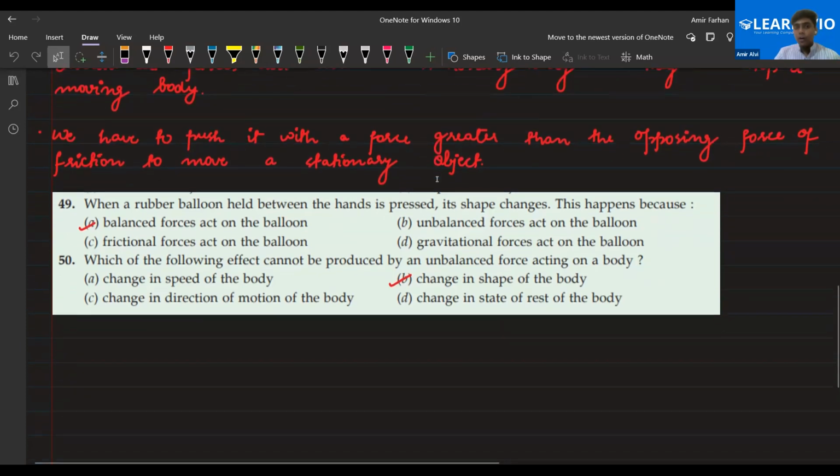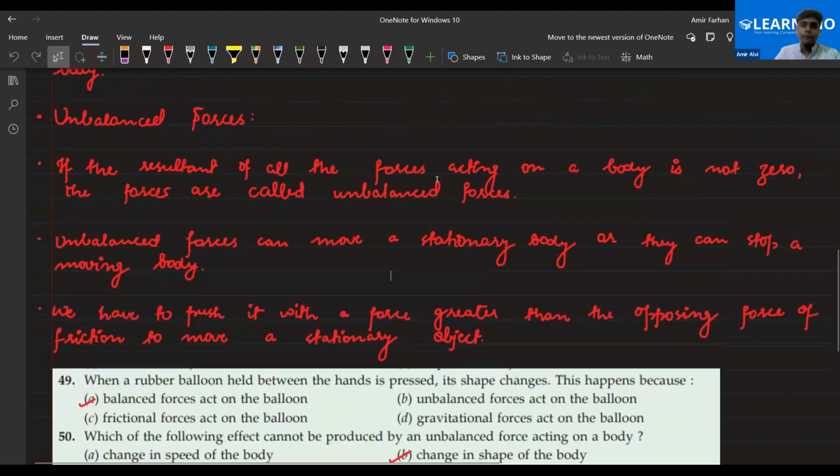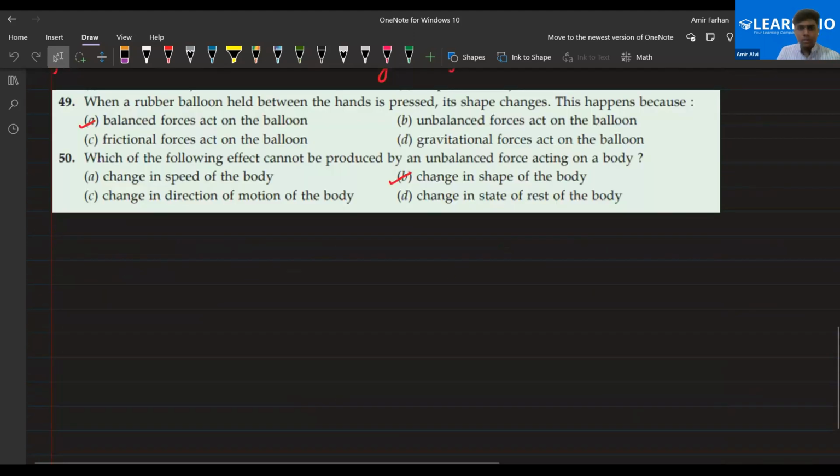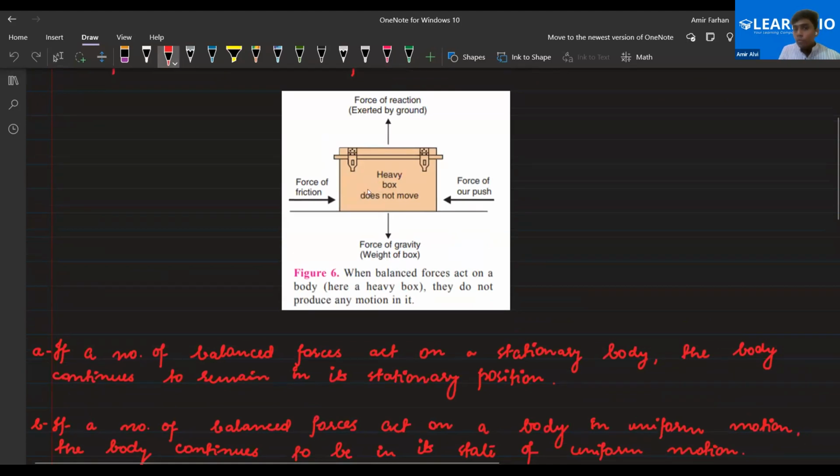Next thing is that if we want to push a body that is resting on the floor, we need to apply a force of push greater than the magnitude of the frictional force. Suppose that this body is right here. If we want to move that body to the left-hand side, the force of push should be greater than the force of friction. The force of friction is written with a small f. So it should be greater, right, everyone?